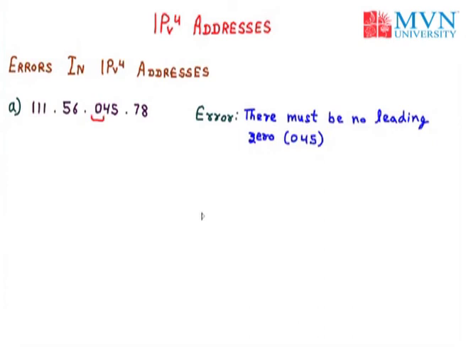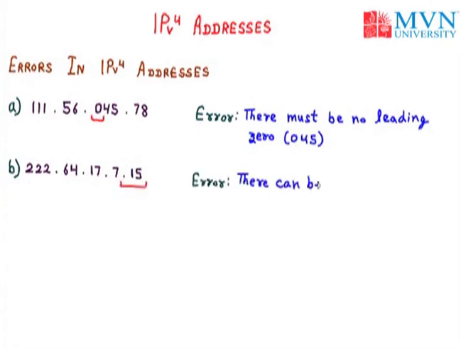Now we'll take another example of an IP address: 222.64.17.7.15. We have to find the error. The error is that there cannot be more than 4 numbers in IPv4. Here there are 5 numbers, so 1 is extra. So the error is that there can be no more than 4 numbers in IPv4.